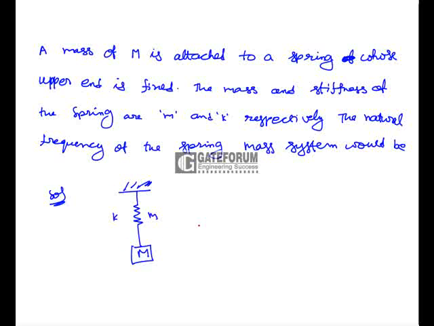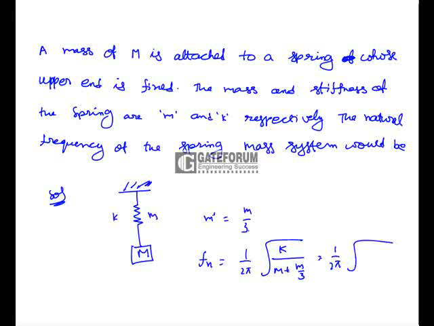So here the total mass is M plus m, but the equivalent mass of the spring becomes m by 3, so the natural frequency of the system is given by 1 by 2 pi root of k by (M plus m by 3), which is equal to 1 by 2 pi root of 3k by (3M plus m).